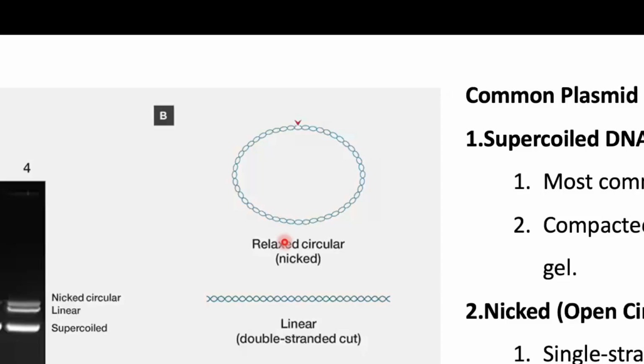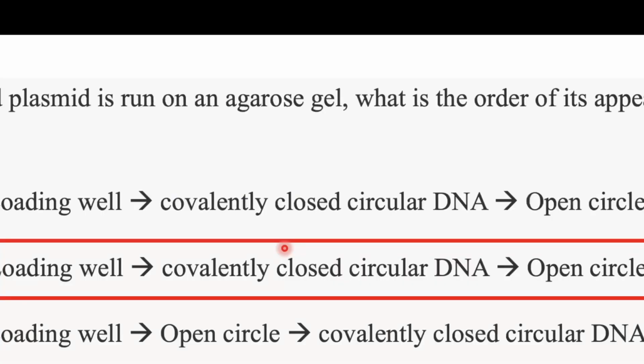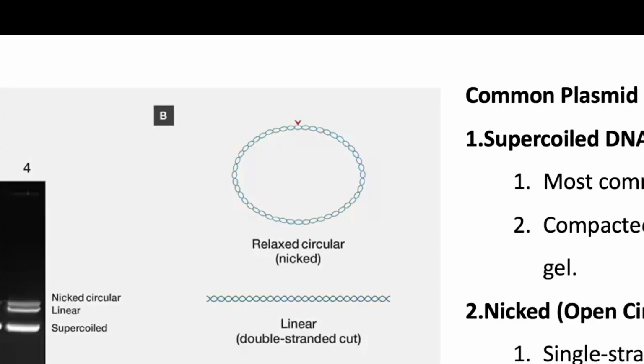Then we have open circle, supercoiled DNA and RNA, right? When you have an open circle, it means that there is a nick or a cut inside the plasmid. Then that would face more resistance. So nicked circular is appearing here. Then we have linear or double stranded cut.